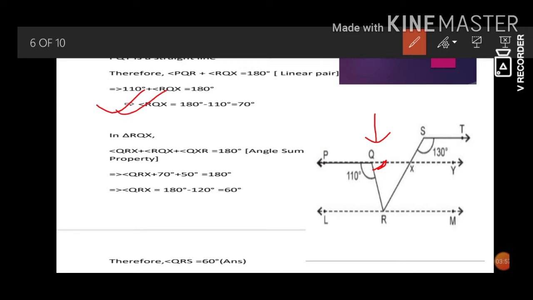Now QXR forms a triangle in which Q is 70 and X is 50. By the angle sum property, if we add these two angles X and Q and subtract from 180, we will get R. Substituting all the values, we get QRX as 60 degrees. Therefore QRS, our required angle, is 60 degrees.